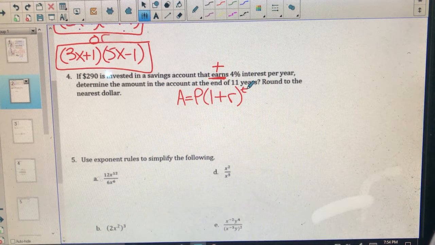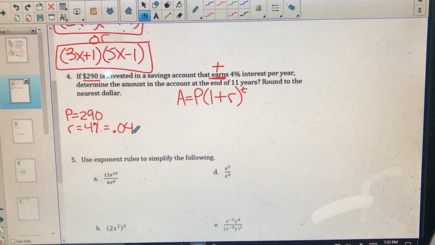Now, it tells me what I'm starting with, which is $290. The letter that you're starting with is P, so P is 290. R is always going to be your rate, but you have to write that percentage as a decimal. So yes, it is 4%, but that is equal to 0.04, and that's what you're going to plug in. You don't plug in 4%, you plug in 0.04. And the last letter that I have is t, and t is your time, so it is 11 years. It was 4% interest per year, and 11 years, they match up, so that is all good.